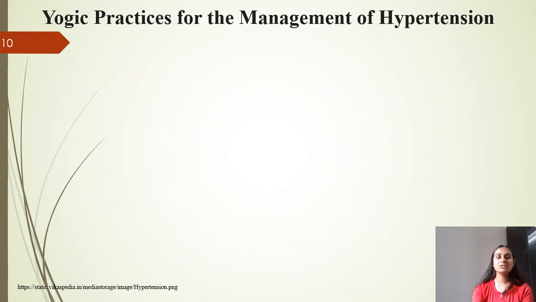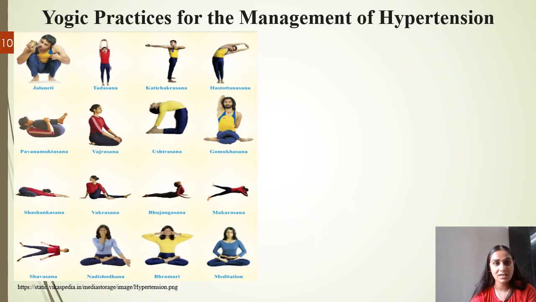Now, next are some other asanas and gesture postures. As I have already discussed about the Jalneti, that is a Shatkriya. This is a Kriya you have to perform once a week. And some more asanas are given in this picture, like Tadasana, Katichakrasana, Ustrasana, Gomukhasana, Vajrasana, Makarasana, Vakrasana, Bhujangasana, and the favorite asana of all individuals is Shavasana.